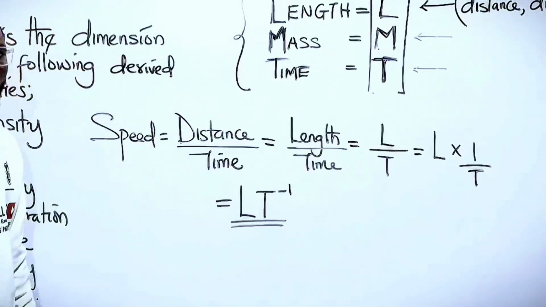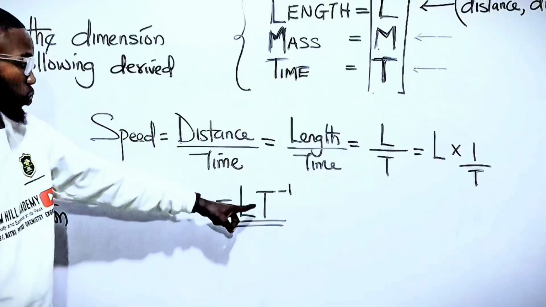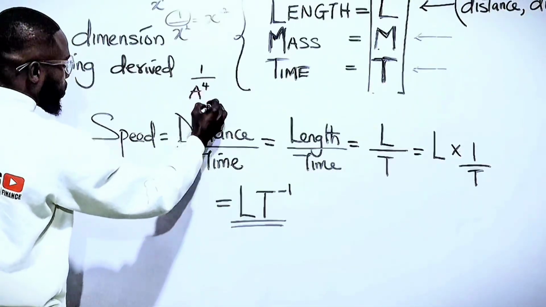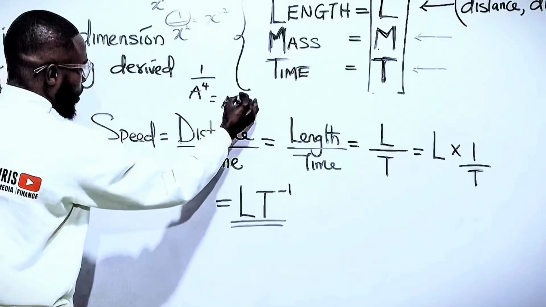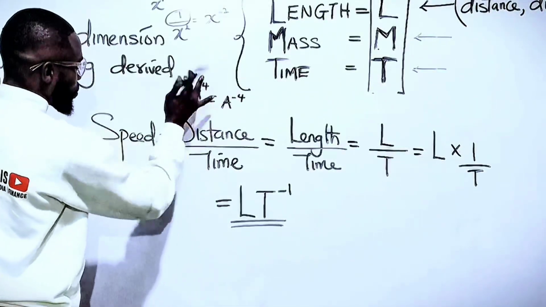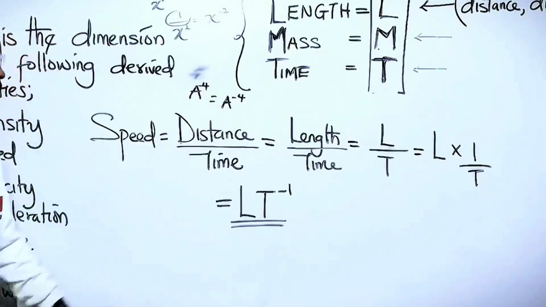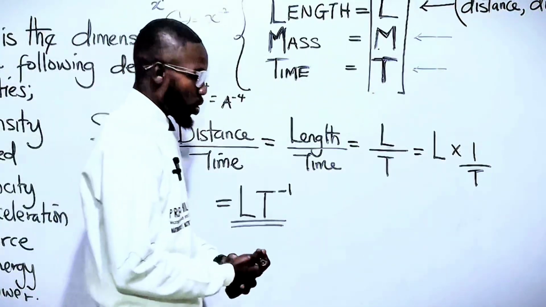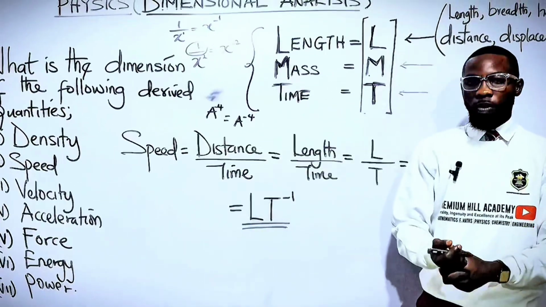Simple answer for speed. If you're good with indices, you know that when we have stuff like 1 over a raised to the power 4, the answer becomes a raised to the power minus 4. Because for us to remove this, we change it by a little minus here. That becomes a raised to the power minus 4. Very simple. Let's look at the third question, looking for the dimension of velocity.